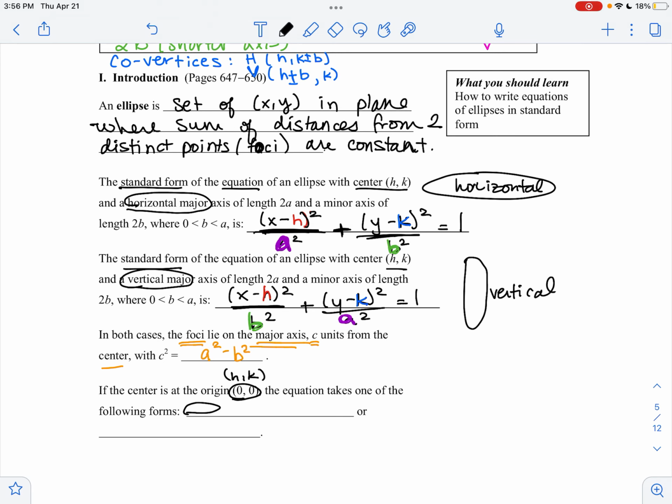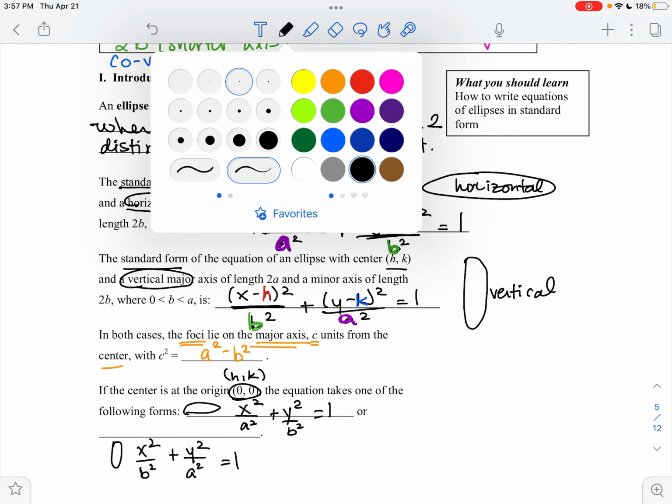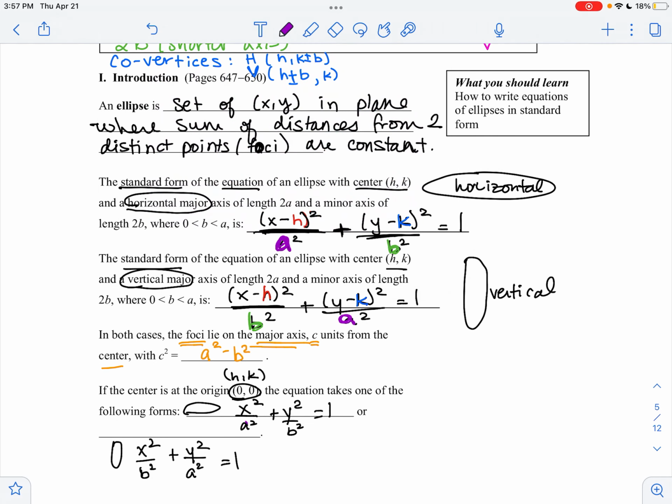For the horizontal ellipse, it would look like x squared all over a squared plus y squared all over b squared equals 1. And for the vertical, centered at 0, 0, it'd be x squared all over b squared plus y squared all over a squared equals 1. Where there's no h and k, but a is the distance to the major axis and b is the distance to the minor axis. Okay.